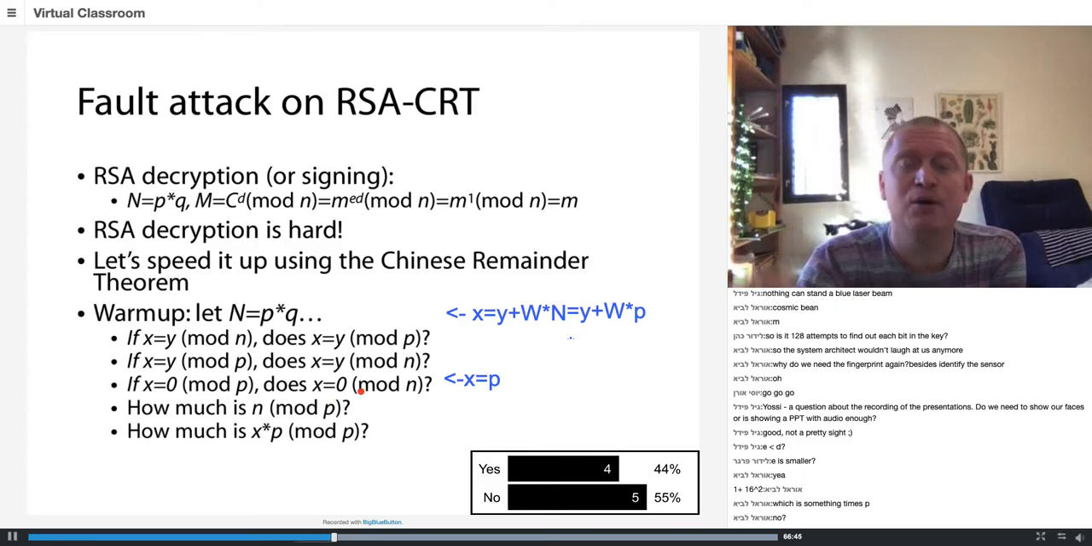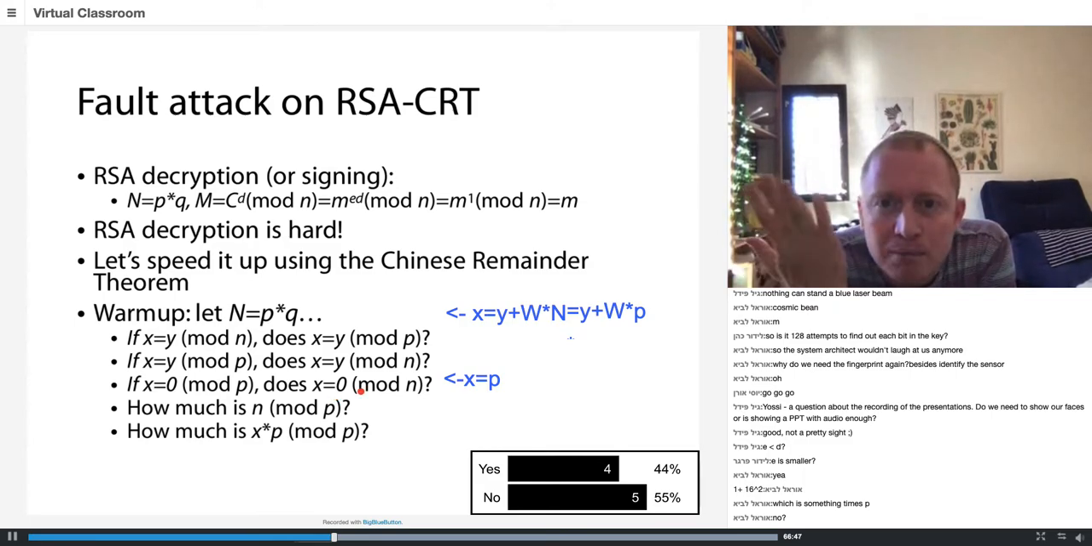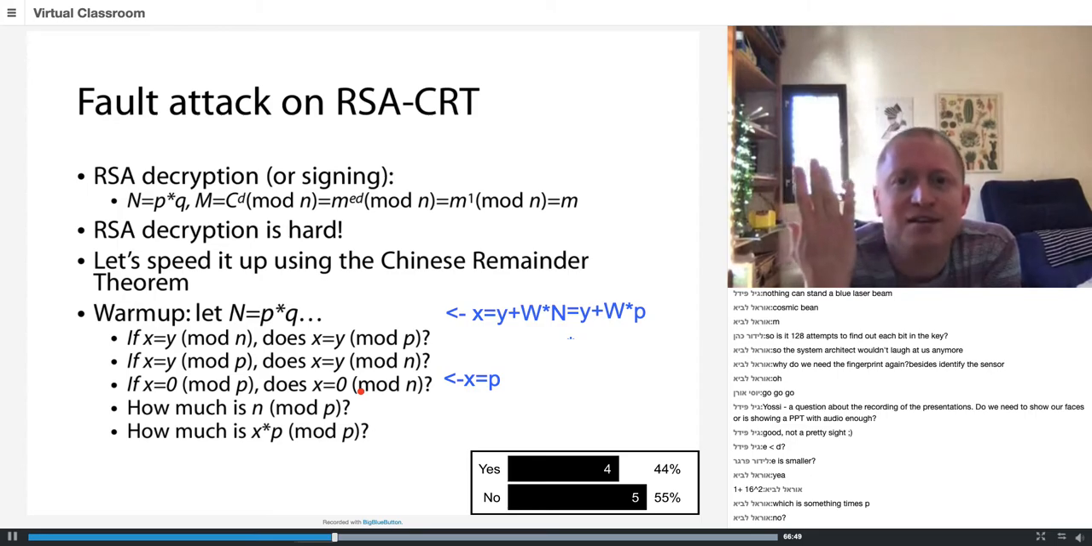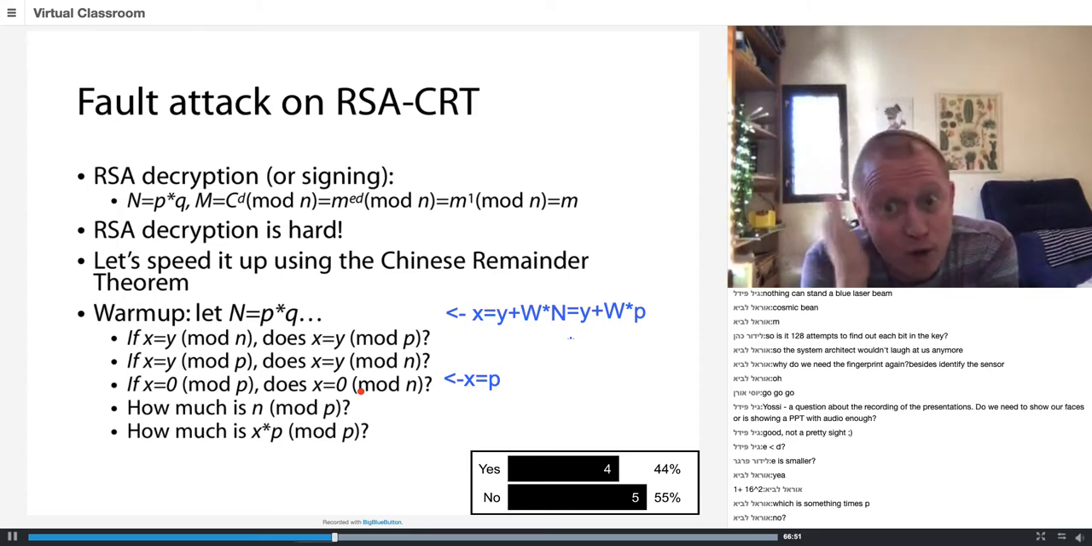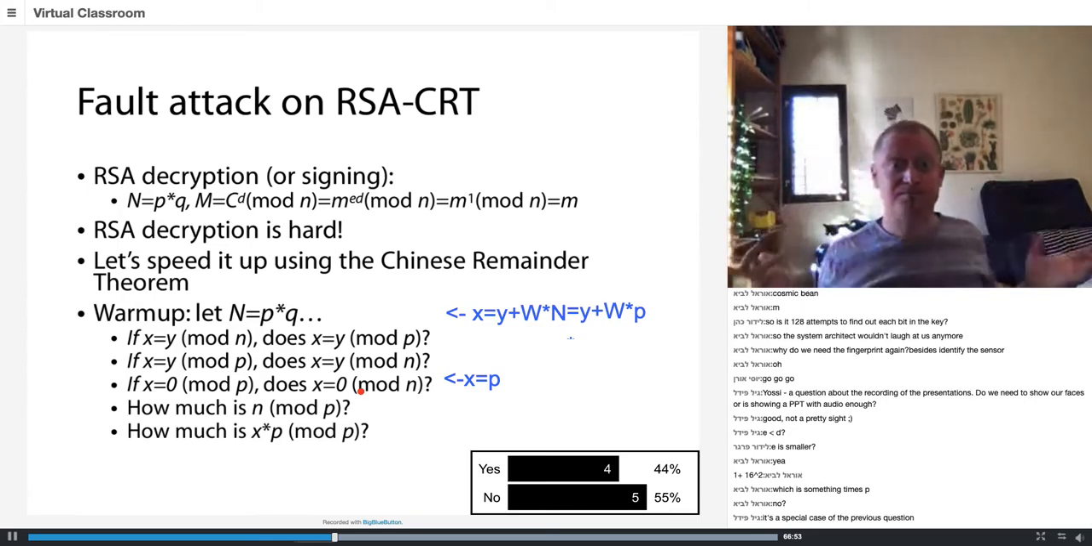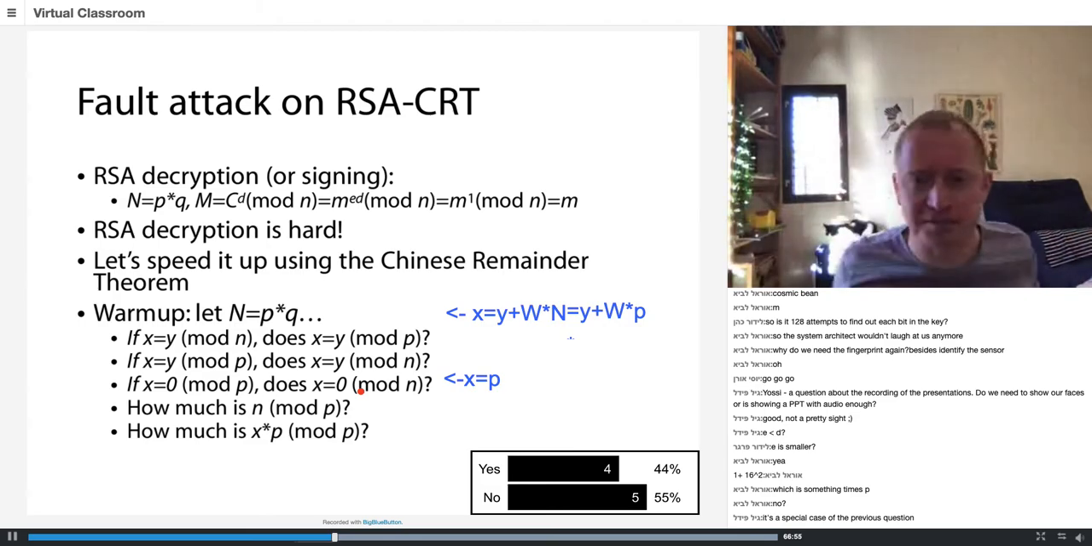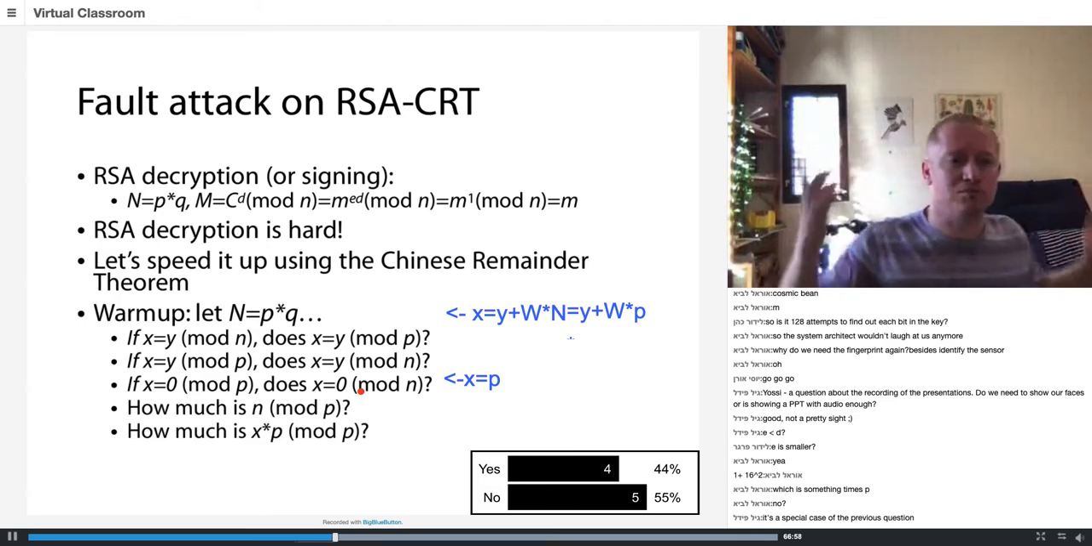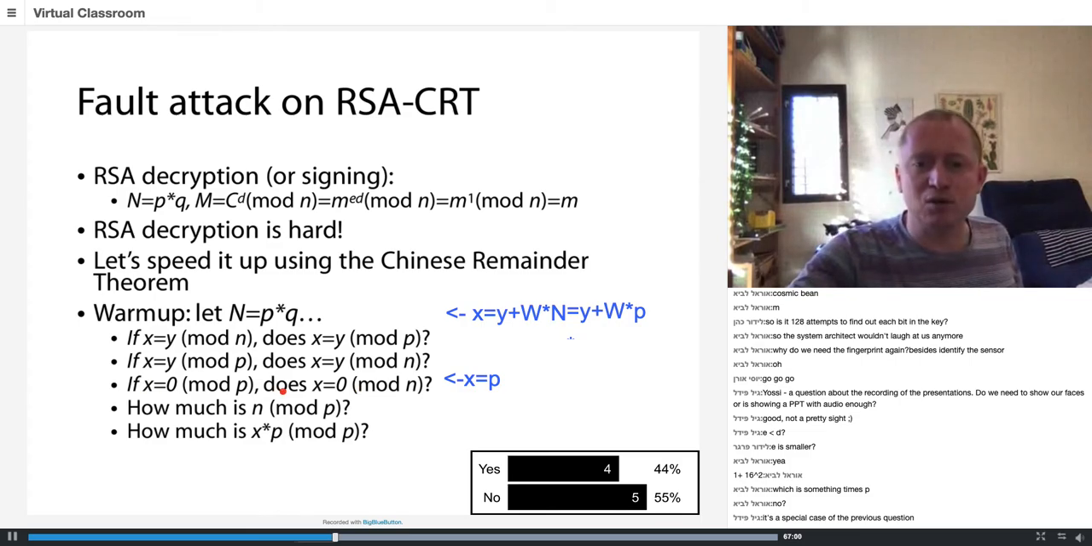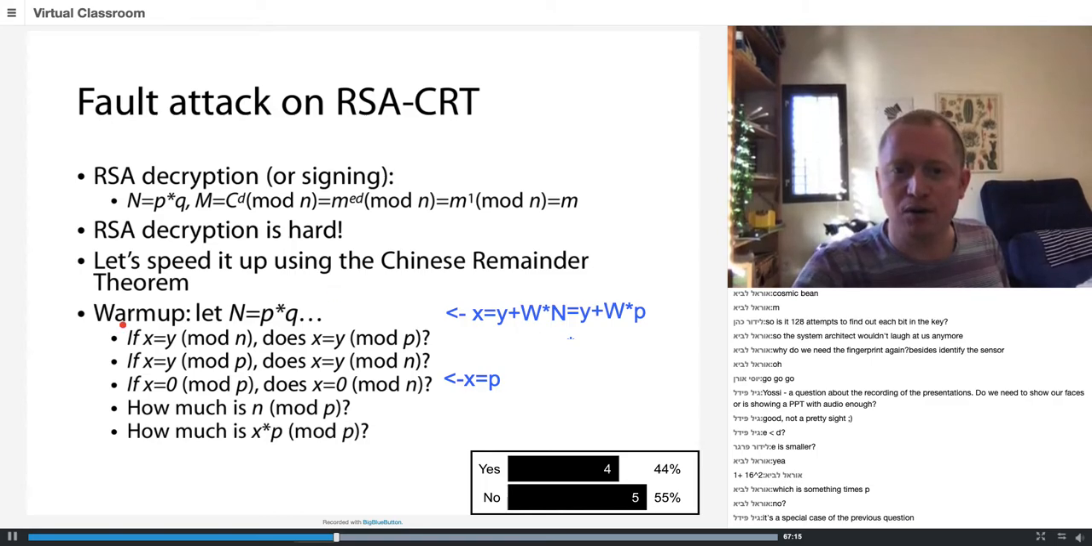But we know that P and Q are prime numbers, right? So it can't be that P is a multiple of Q, because P and Q are primes. Yes, of course, it's a special case, but so what? I didn't say it's a hard question, right? So if X is equal to 0 modulo P, it doesn't necessarily mean that X is equal to 0 modulo N. Just for the people at home, let me just write down which one of these are wrong, okay?